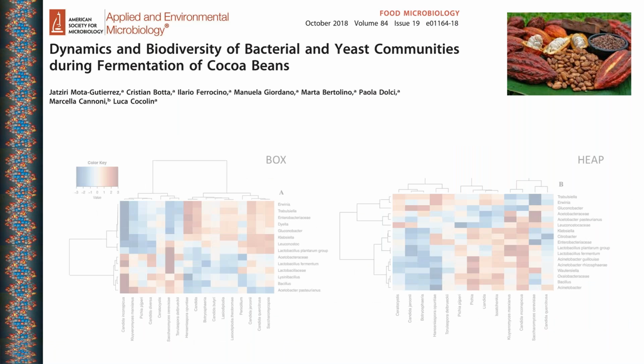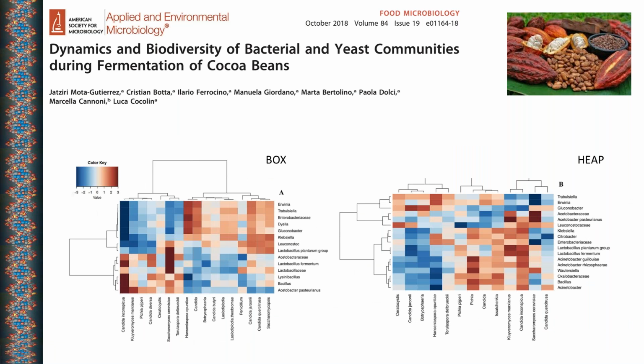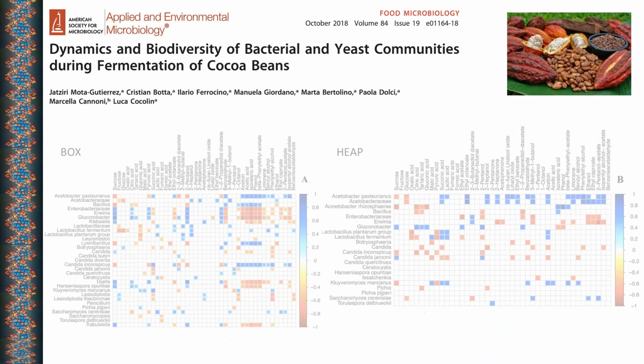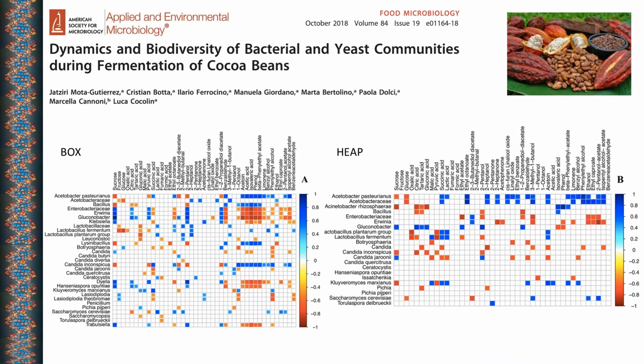And if we analyze the data that we obtained by metataxonomics and correlate the presence of bacteria and yeasts, you can see that the fermentations conducted in the box and those conducted in the heap are rather different. There are positive and negative correlations that we can understand based on the type of technology. And even more, if we add to the analysis the volatilome that we determined in these two types of fermentations, you can understand how the microbial actors present during the fermentation can impact, in a positive or negative way, the production of specific volatiles.